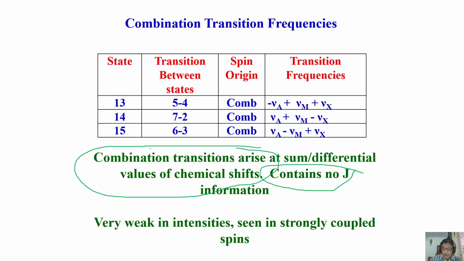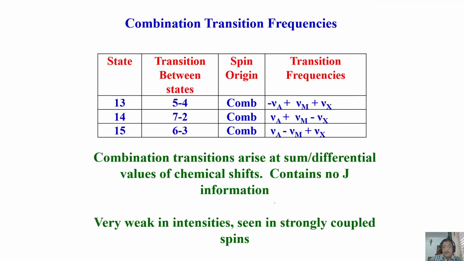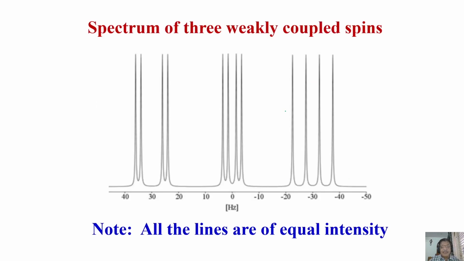These are generally very weak intensities and generally seen only in the strongly coupled spin system. In weakly coupled systems, like A, M, and X, these transitions are allowed, but not seen. Whereas in the strongly coupled spin system, which I am going to explain later, these three transitions are seen, but not in AMX. Remember this point, okay?